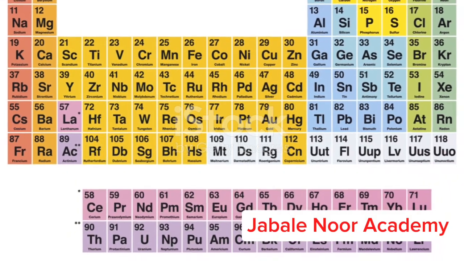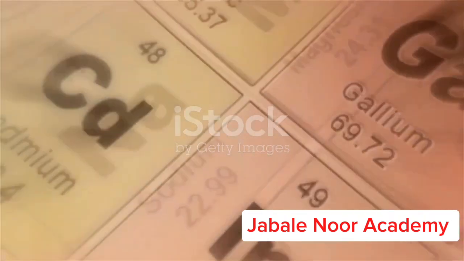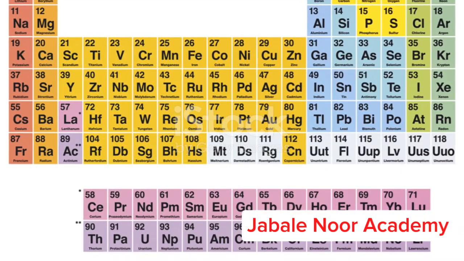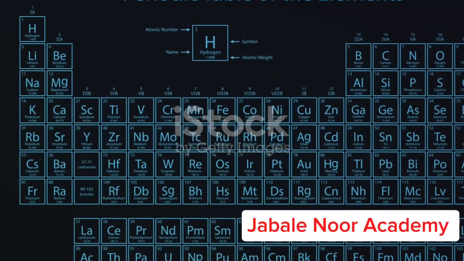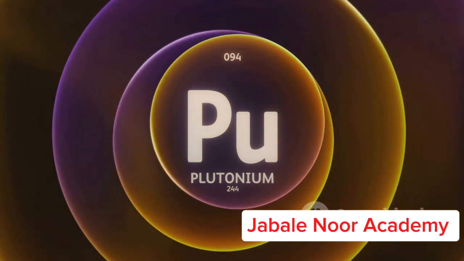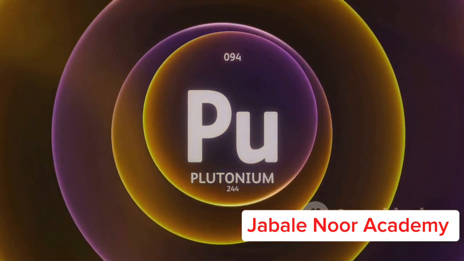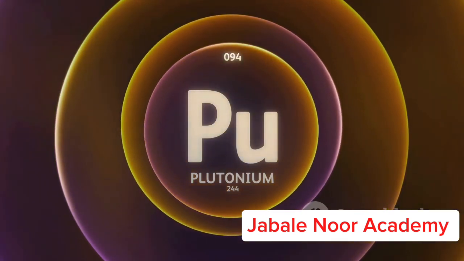Let's now recap what we've learned about the periodic table. We started our journey by understanding the structure of this incredible table, which is no ordinary chart. It's a meticulously organized representation of all known elements, neatly arranged in rows and columns. Each element is placed in a specific spot, depending on its atomic number, which is the number of protons in its nucleus.